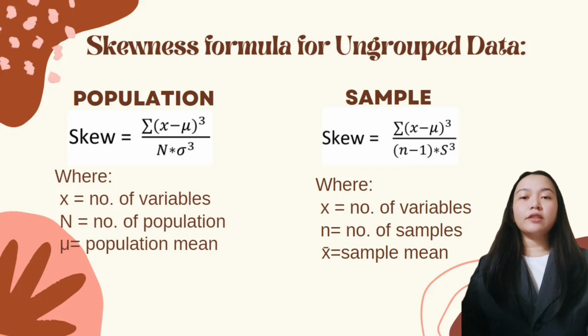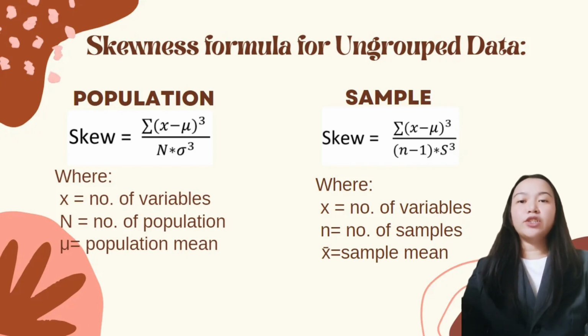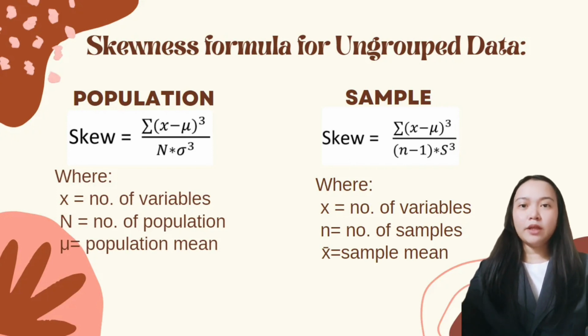And here are the skewness formulas for ungrouped data. For population, as you can see in the formula below, where x is the variable, capital N is the population size, and mu is the population mean. For sample, as you can see in the formula below, where x is the variable, small n is the sample size, and x bar is the sample mean.